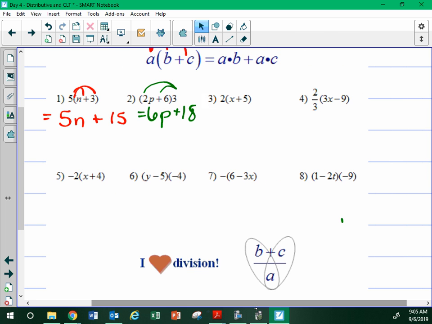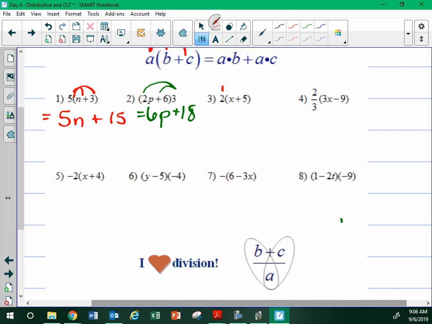All right. So number 3 here, we have 2 times x. What is 2 times x? What do we write? Just 2x. And then we have plus 2 times 5. Okay, good. Again, anytime you use your calculator, go ahead and use your calculator. All right, number 4 here. So we are distributing 2/3, but you might need your calculator to help you out with this. So we're doing 2/3 times 3.